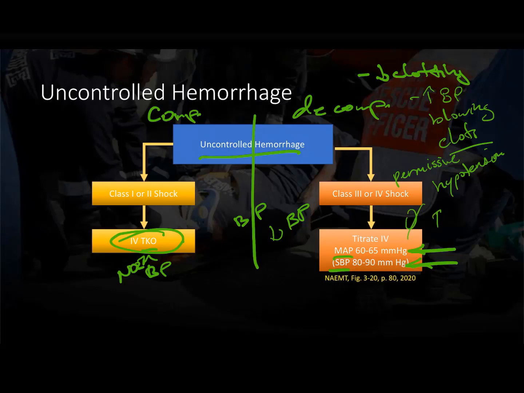So you notice that we are not trying to increase their blood pressure to a value greater than 100 millimeters of mercury. In fact, doing so will cause the onset of these negative consequences. So we're permitting the patient to have a lower blood pressure, permissive hypotension, when they're in decompensated shock. And remember that a mean arterial pressure of 60 to 65 is the minimum pressure that's required for end organ perfusion.